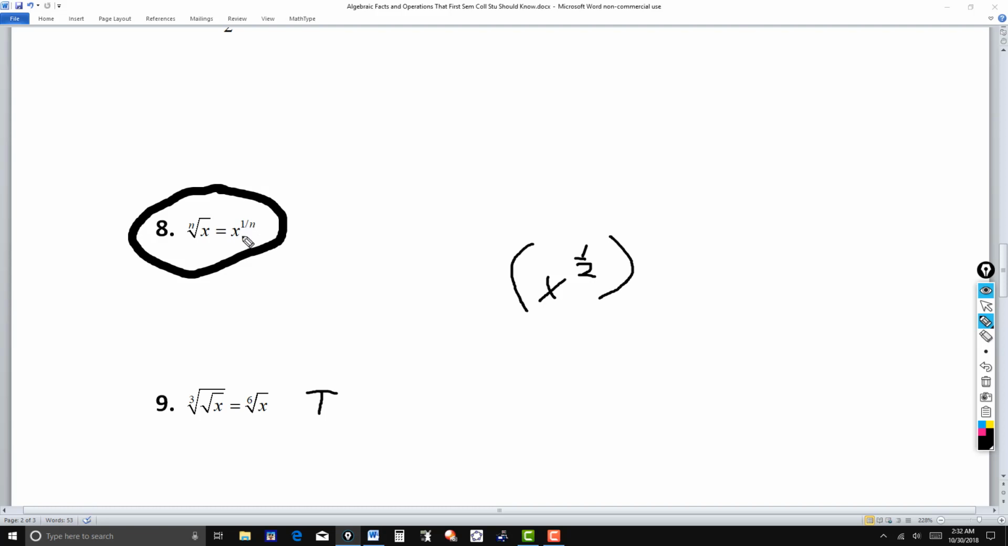Now basic laws of exponents tell you that when you have a base taken to a power and then a power, a power to a power, you multiply the exponents. So this would be the same thing as x to the 1/3 times 1/2, which is 1/6. So this is x to the 1/6. But using this definition, that's the same thing as the sixth root of x.